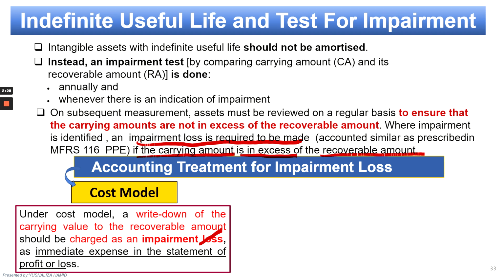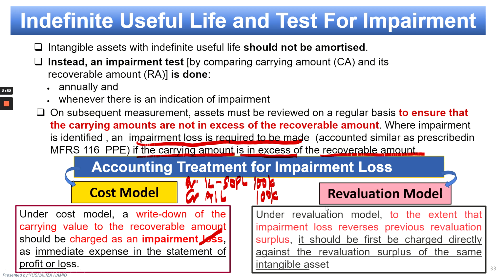So for example, if the impairment loss is 100,000, it will be debited directly to the statement of profit or loss. IL is impairment loss, so 100,000. And it will be credited to the accumulated impairment loss, 100,000. This is very simple. Under the second model, which is the revaluation model, a little bit of focus needs to be made under the revaluation model.